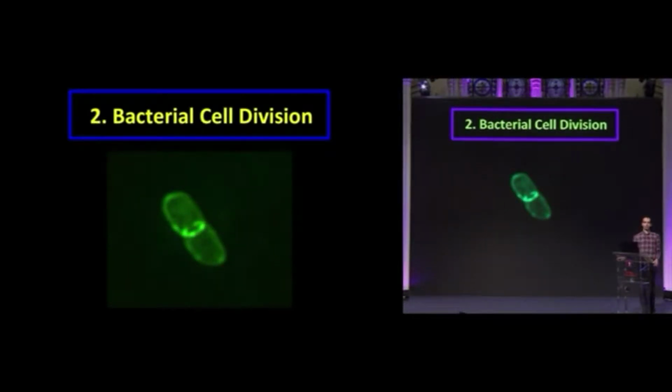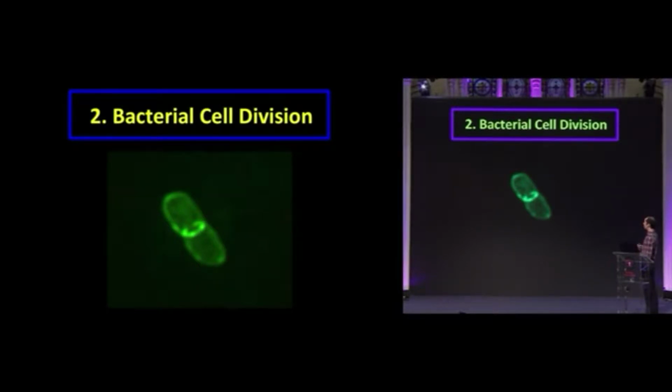Let me give you another example of irreducible complexity. I want to talk to you about bacterial cell division briefly. So here you can see a photograph, if you will, of a bacterial cell as it's dividing. And you can see this is called the division septum.